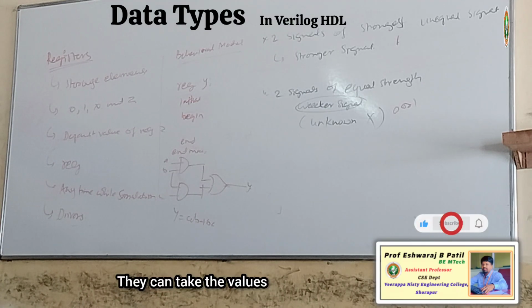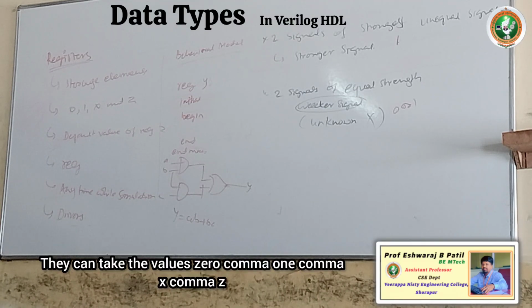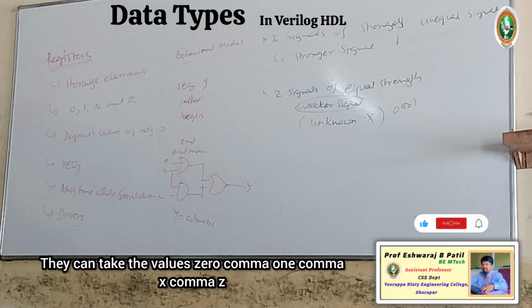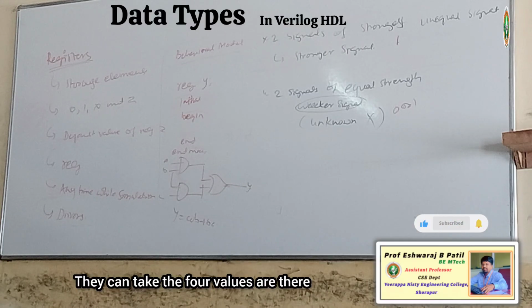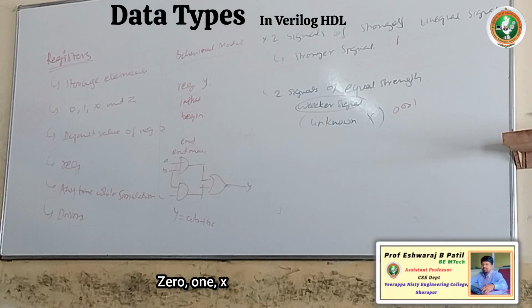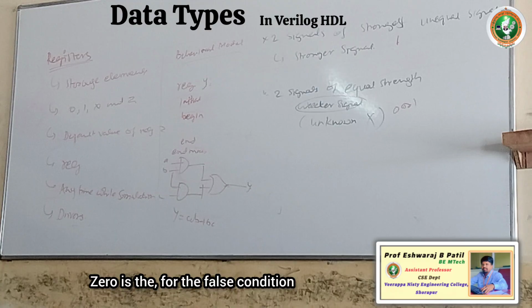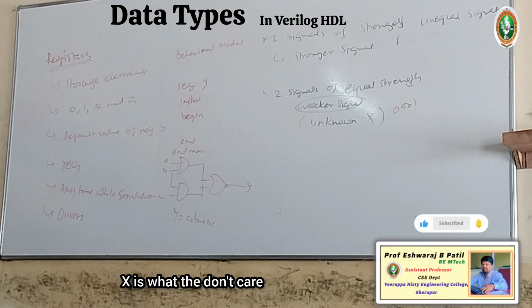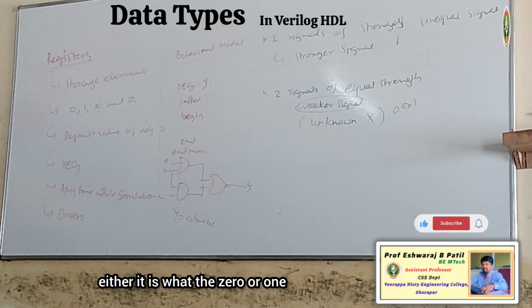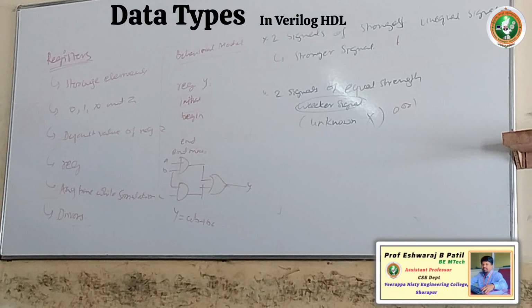They can take the values 0, 1, x, z. There are four values. 0 is for the false condition, 1 is for the true condition. X is don't care, either 0 or 1. Z is high impedance.